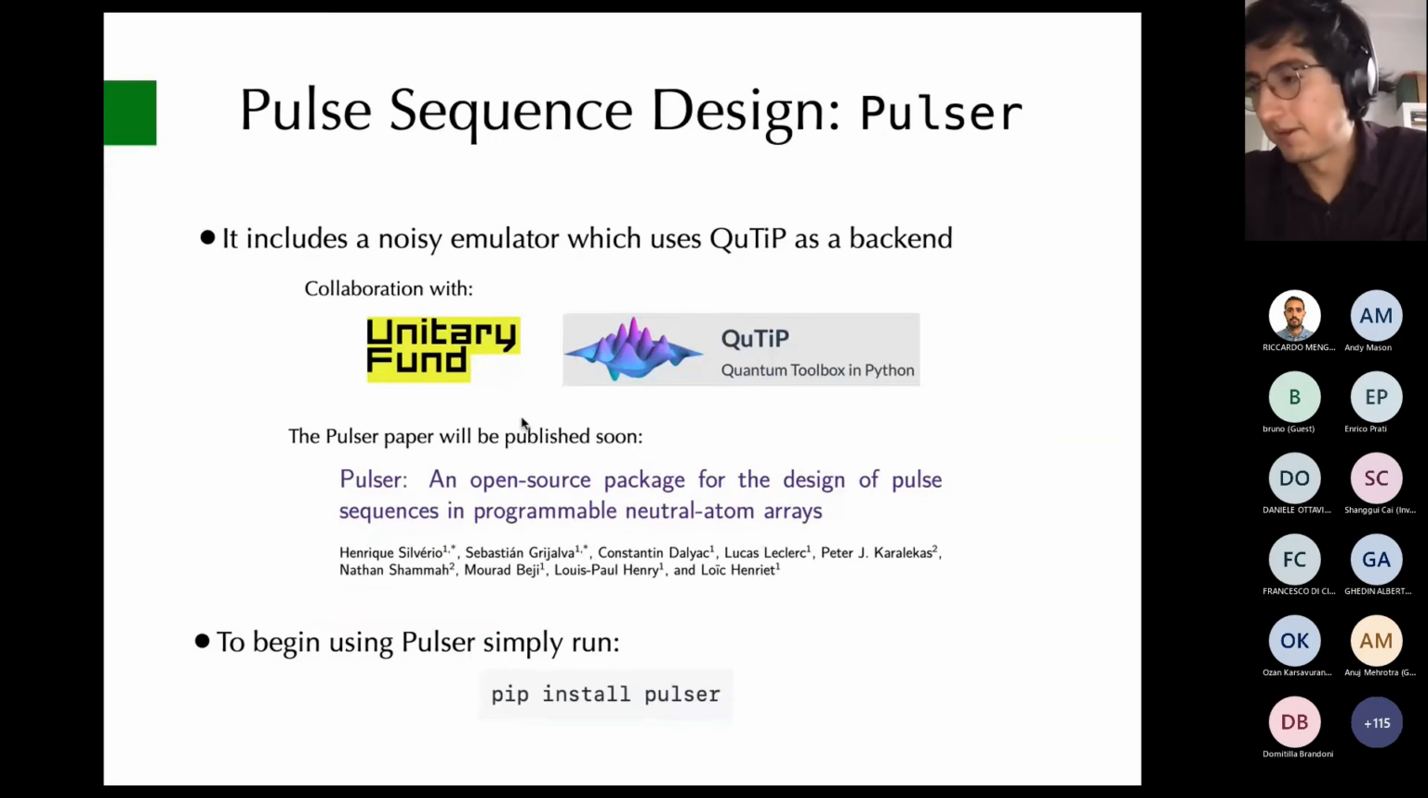The original backend was a project that was done with the Unitary Fund and QuTiP, and which is based on leveraging all of the open source packages that are used for simulating quantum systems, which goes from SciPy, then QuTiP, and then Pulsar, in order to run these simulations. Everything is open source, and you can access the code, and you can simply run pip install Pulsar, and then you can begin playing with the tutorials that we have put online.